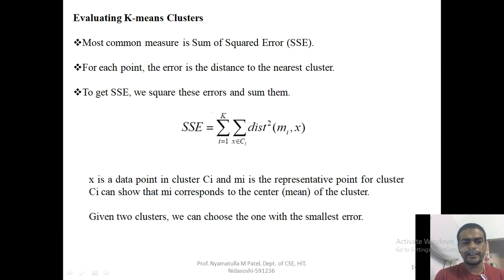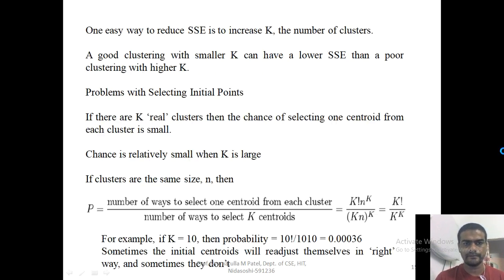When given 2 clusters, we choose the one with the smallest error. Take 2 clusters, take 1 point, and match it with the 2 clusters. The cluster that gives the smallest error is the one it belongs to. If the error for cluster 1 is 0.01, and for cluster 2 the error is 1, then it belongs to cluster number 1. That is how we evaluate the performance of a k-means clustering algorithm.